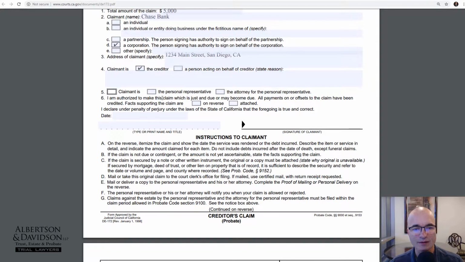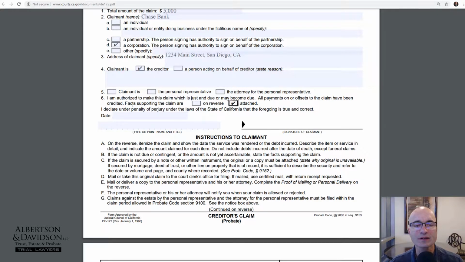Number 6, I'm authorized to make this claim, which is just and due or may become due. So this is where we want people to say under penalty of perjury that this is a valid claim. And then facts supporting the claim are either on reverse or attached. We'll get to that in a minute. You almost always want to do an attachment.